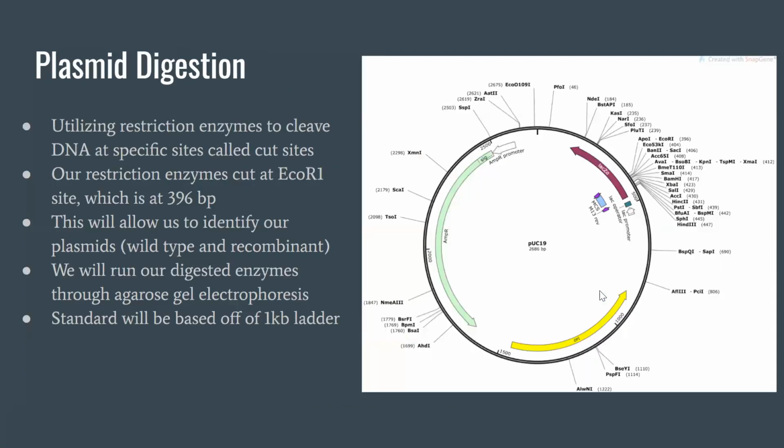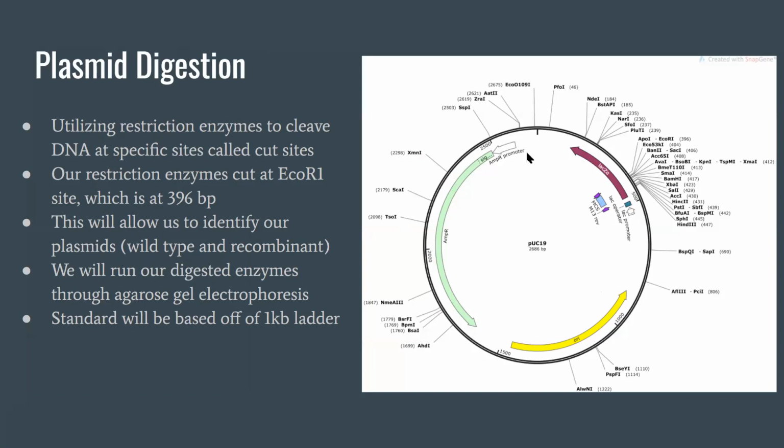Okay, so now moving on to plasmid digestion. So plasmid digestion utilizes restriction enzymes to cleave the DNA at specific sites called cut sites. Our restriction enzymes cut at the EcoR1 site, which is at the 396 base pair mark. This will allow us to be able to identify our plasmids, the wild type and the recombinant. Obviously, on the water, nothing will show on the gel.